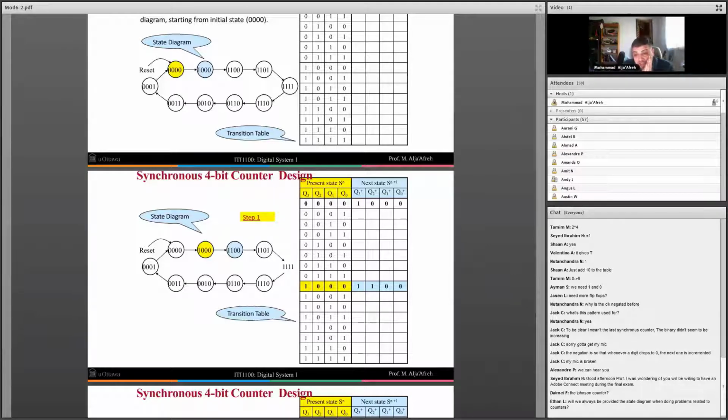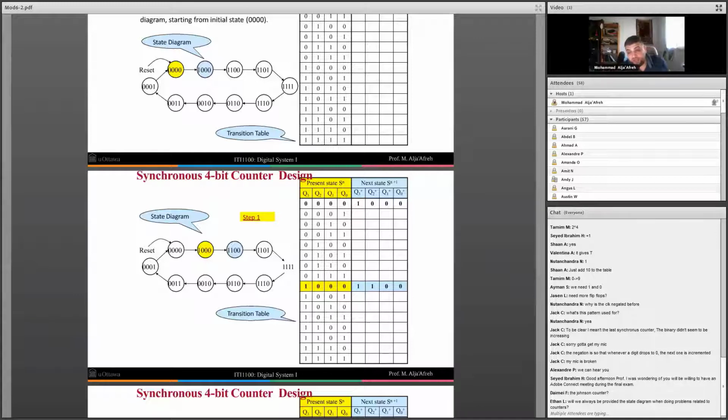Will we always be provided a state diagram when doing a problem related to counters? Depends. If I ask you to design a synchronous counter that will do the following, you need to go ahead and design it, so I already give you the state diagram. But let's say that I would like you to design a fully sequenced counter that has 3 bits. You need to derive it by yourself. You need to think. So 3 bits, it's 7, fully sequenced from 0 to 7. If it's a truncated one, yes, I need to give it to you.